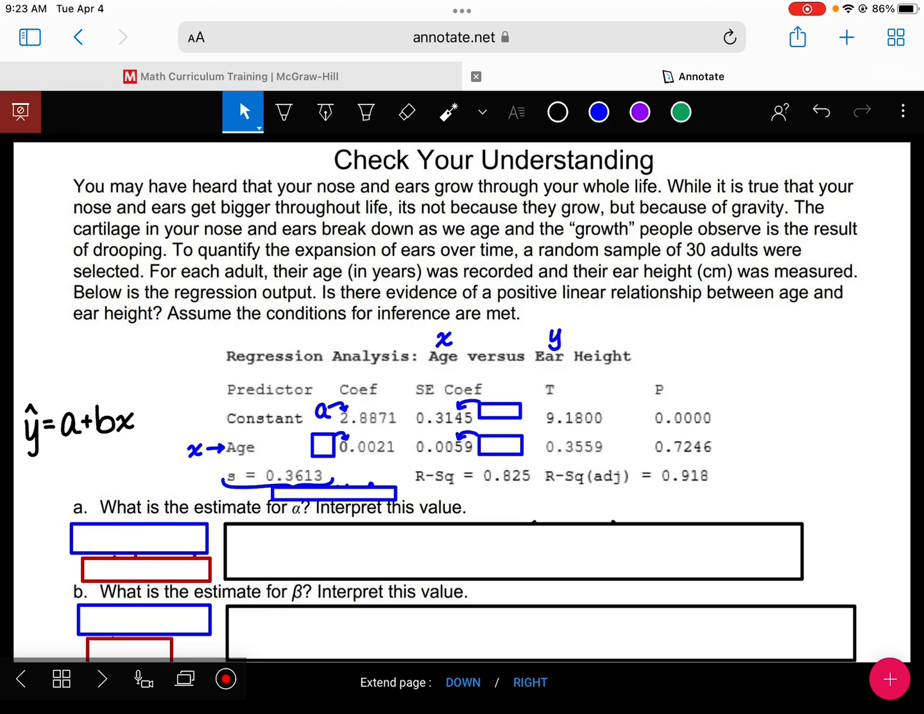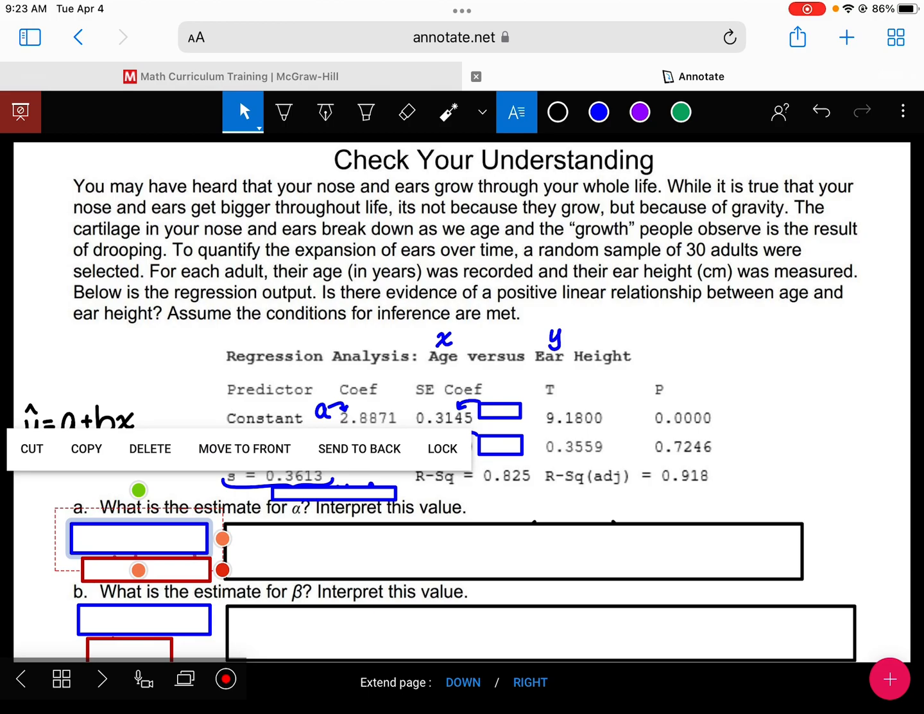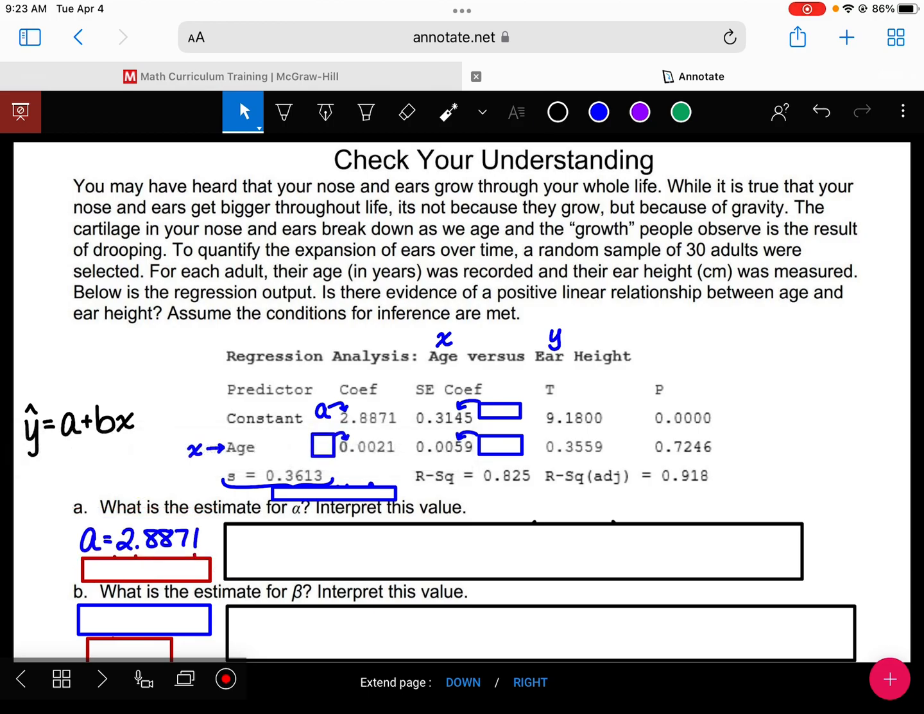They're giving us our a value there. A value is an approximation or an estimate for which parameter? Alpha, which is our y-intercept, yes. So the estimate for alpha is A, 2.8871. That's our y-intercept.